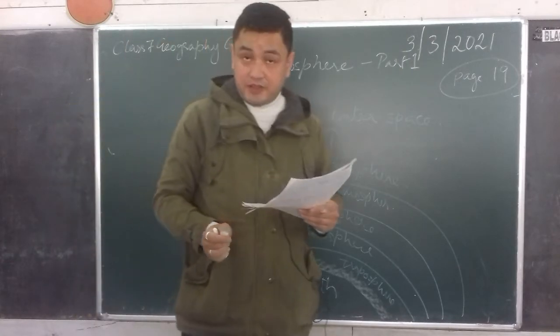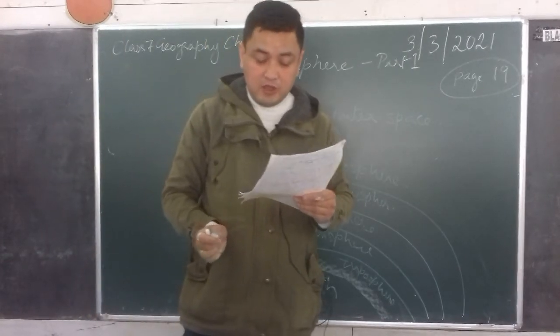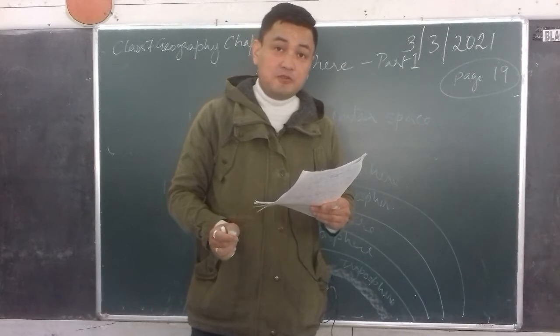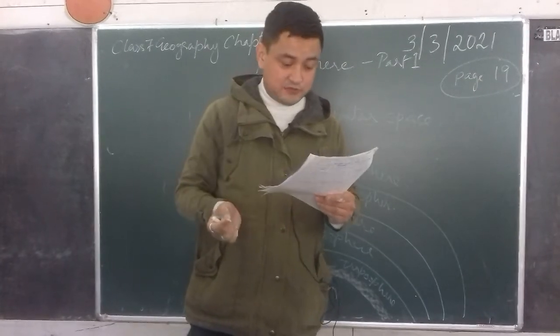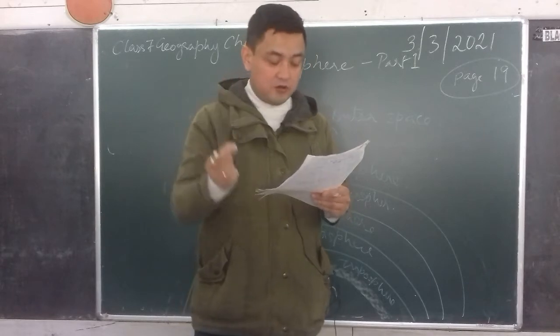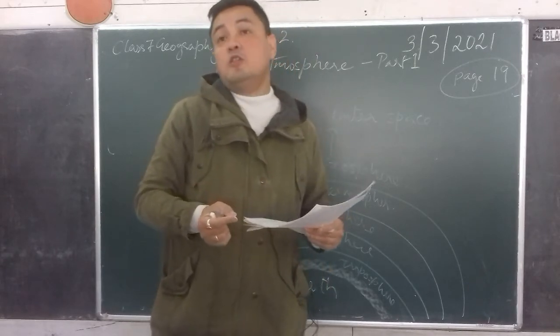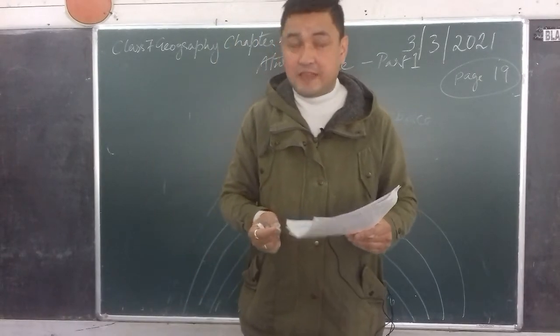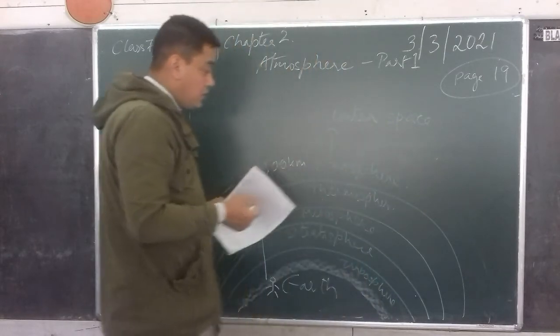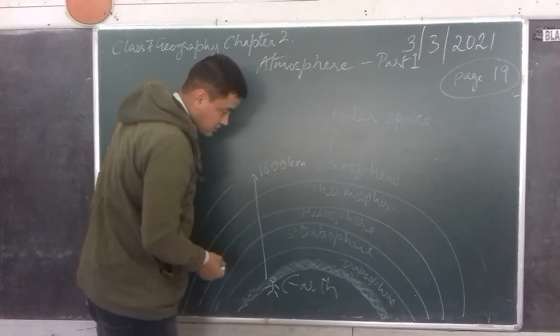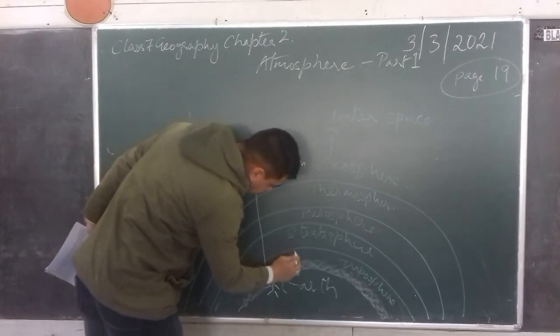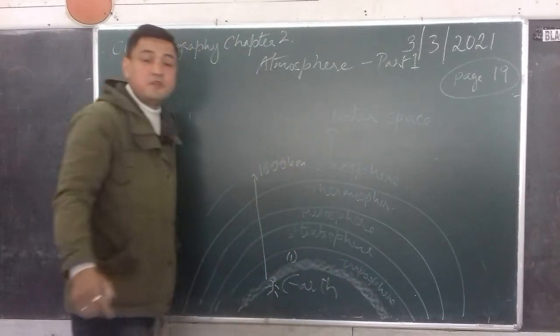Due to gravity, we find that some of the major gases which help us to breathe, or which surround our Earth, are found in the lower layers of the atmosphere. Like oxygen is found in the lower layers of the atmosphere. So which is the lowest layer near the surface of the Earth? The lowest layer is called, number one, the troposphere.